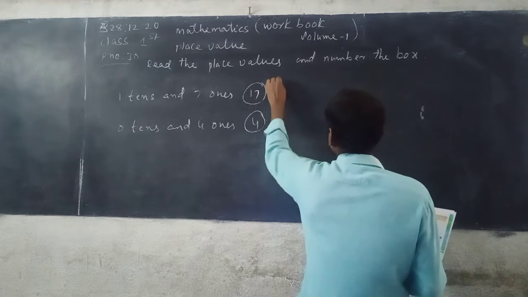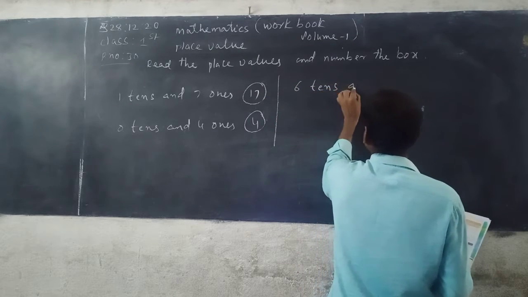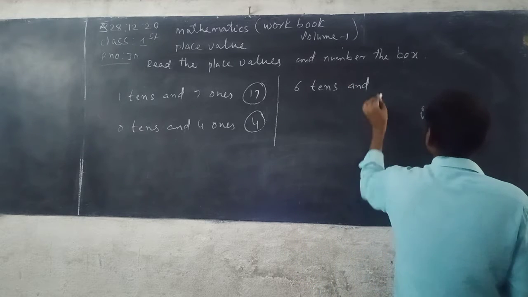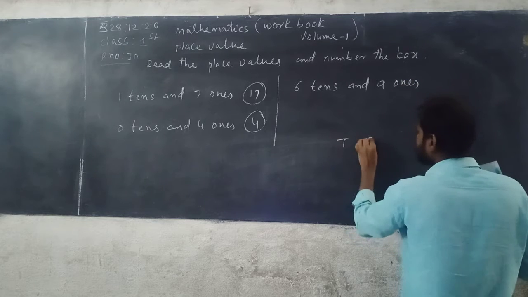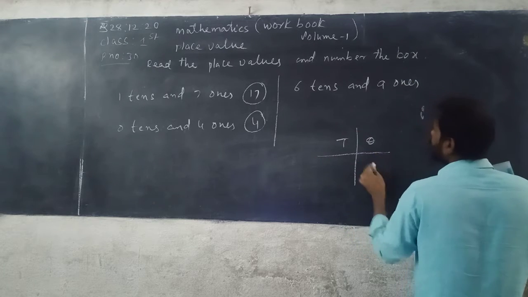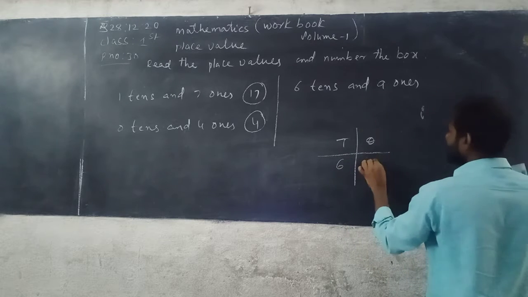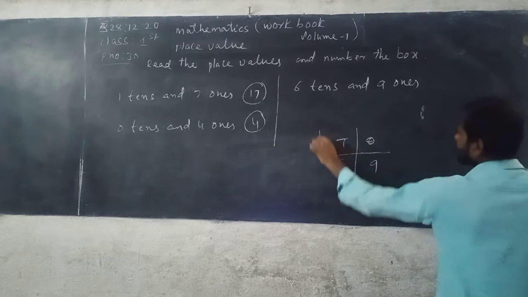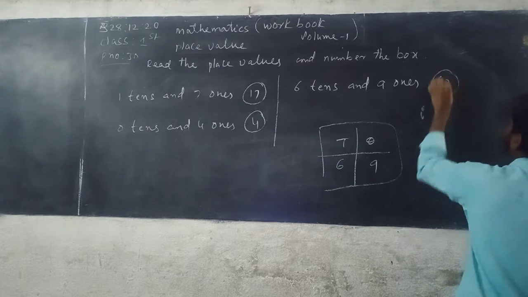Now next, 6 tens and 9 ones. This is tens place, this is ones place. 6 is in tens place, 9 is in ones place. So what is the number? 69.